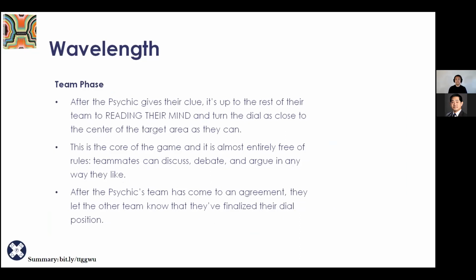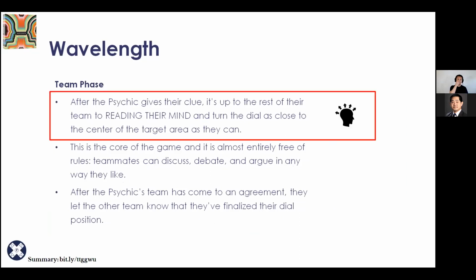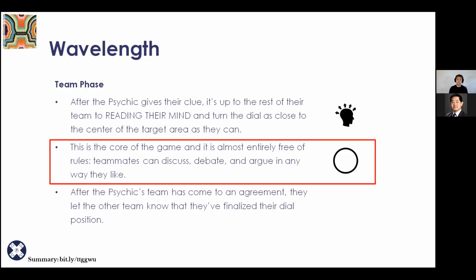After the psychic has given their clue, we go to the team phase, where the other people on your team try to guess. It's up to the rest of the team to read that psychic's mind and turn the dial as close to the center of the target area as they possibly can. This is the core of the game.